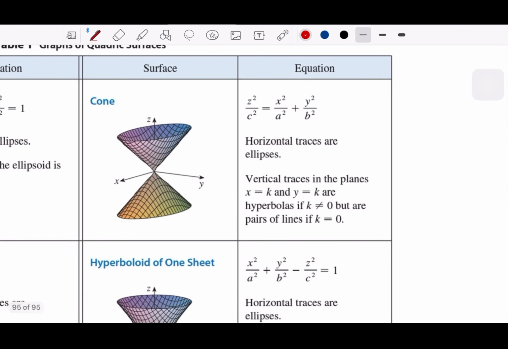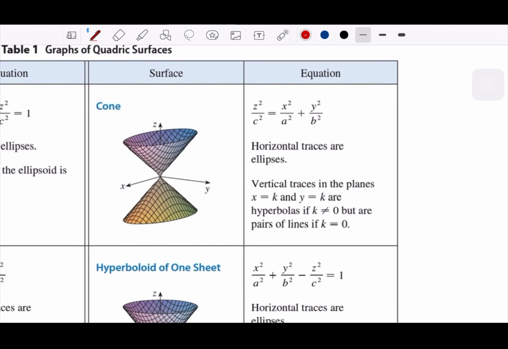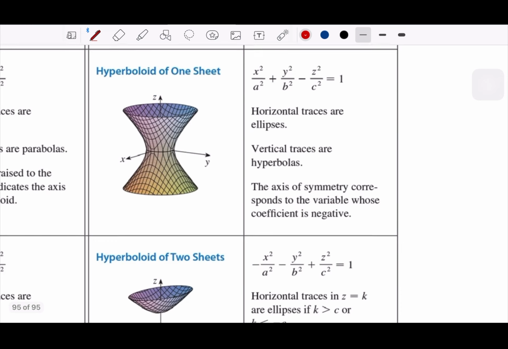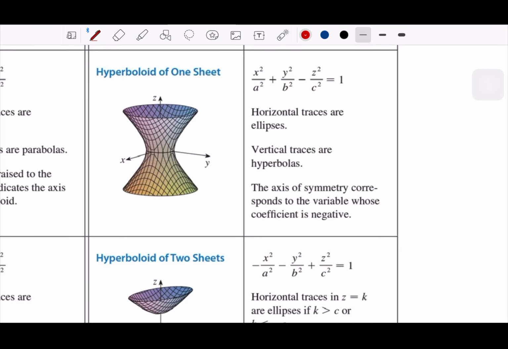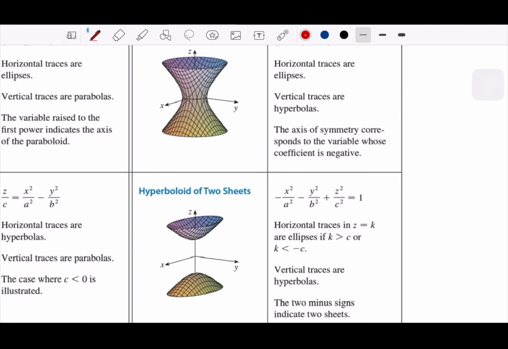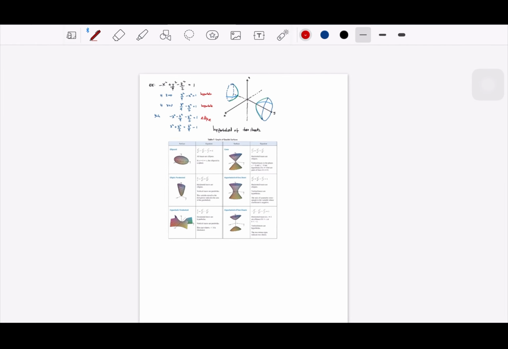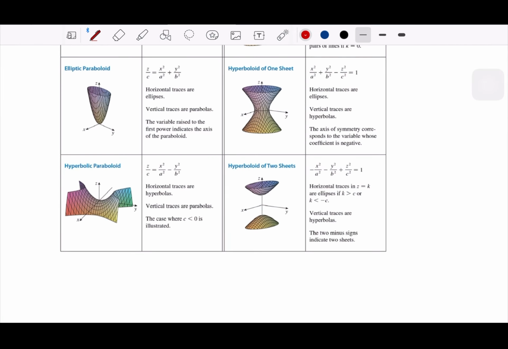Okay, now the cone has all quadratic forms, but one will be on the other side, as this determines the axis. And we'll have the hyperboloid of one sheet. We have two positive signs, one negative sign. Okay, and the negative sign will be the axis. And then the hyperboloid of two sheets has two negative signs and one positive sign. Okay, and I think we can move on from this summary. As long as you know how to identify the quadratic surface, that should be fine.